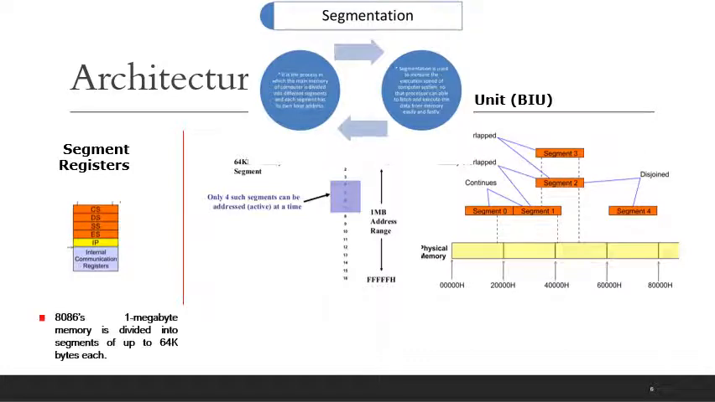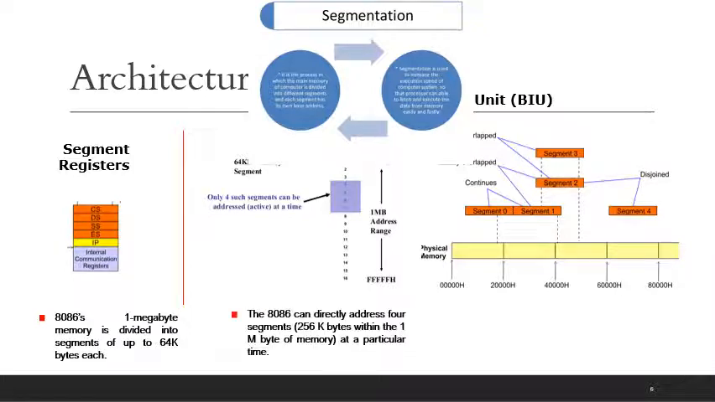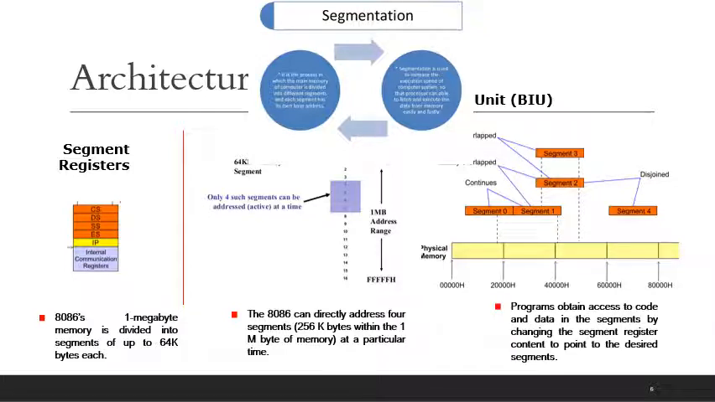As I have told, the 8086 consists of 1 megabyte of memory. This 1 megabyte of memory is divided into segments of up to 64 kilobytes each. The 8086 can directly address 4 segments at a particular time, and the program obtains access to code and data in the segments by changing the segment register content to point to the desired segments.